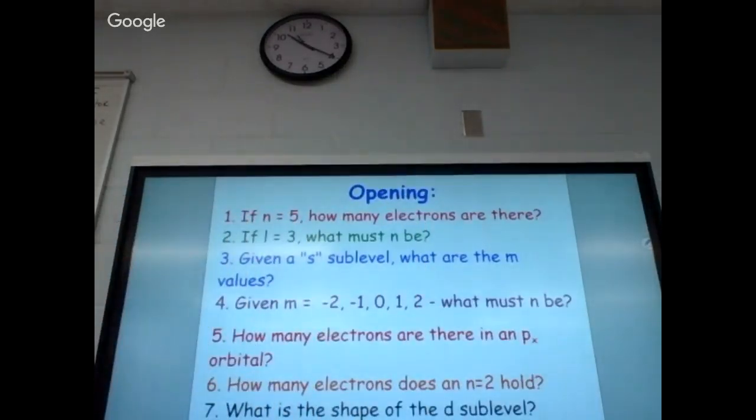If L equals 3, what is N? 4. Have you noticed the pattern for L and N yet? No. What, Destiny? Goes up by 1. Because S is 0, right? Yes. So that again, Jayla. N will always be one number above L. N is always 1 greater than L.